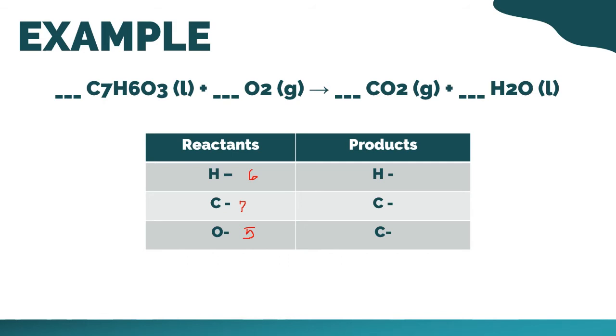Next, on the product side, so, ilan ba yung carbon natin? So, we have 1. Then, ilan ba yung oxygen natin? Meron tayong 3. And, ilan ba ngayon yung hydrogen natin? Okay, meron tayong 2. Now, ilan ba ngayon ang kailangan ng tinatawag nating product? Okay, for example, yung hydrogen, ilan ba ngayon yung kailangan niya para maging 6 siya? So, we need to put a coefficient of 3.